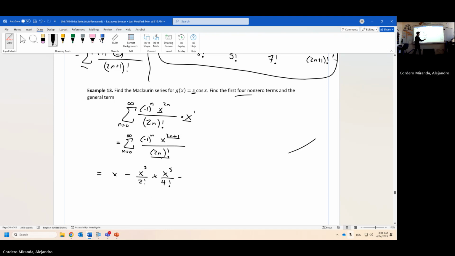Minus x to the 7 over 6 factorial. Nice. And then plus the general term, if they want us to write it, here it is again.